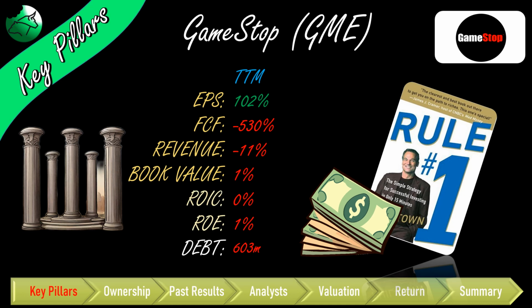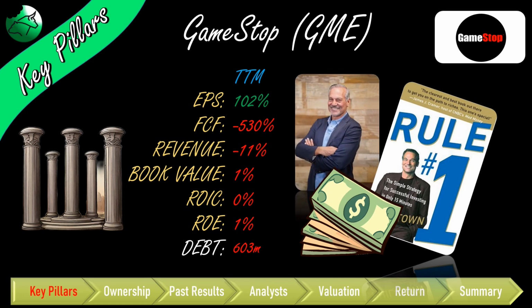Now we want to turn our attention to the management of the business by looking at the return on invested capital and the return on equity. These two measures allow us to assess a company's efficiency at allocating capital under its control. Return on invested capital is 0 and return on equity is 1%.